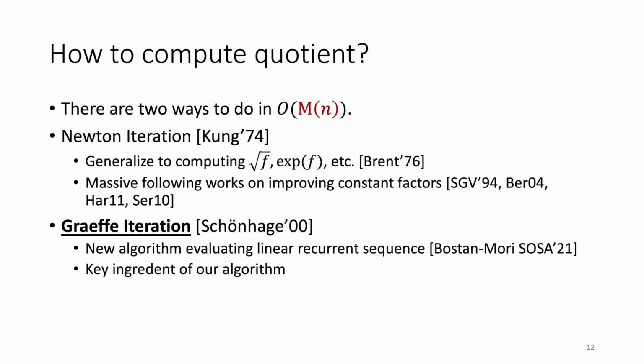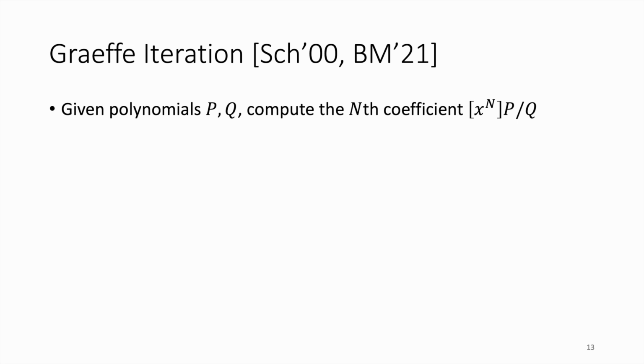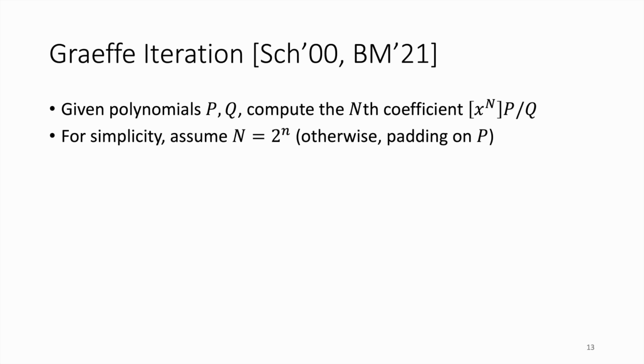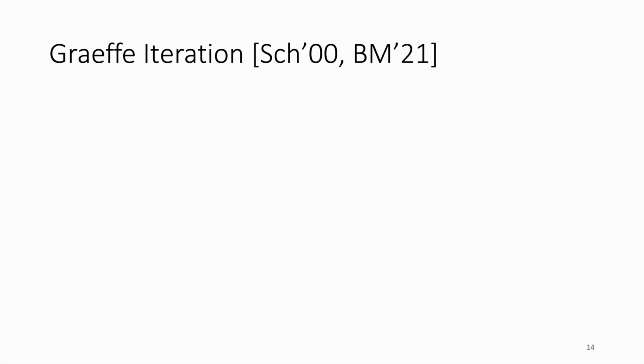However, the Graeffe iteration attracted little attention for about 20 years, until a recent SOSA paper by Bostan and Mori. They used the Graeffe iteration to propose a new algorithm to evaluate a linear recurrent sequence. And this iteration is also the key ingredient of our algorithm. So how does the Graeffe iteration algorithm work? Now we are considering the problem of computing the nth coefficient of a quotient p divided by q. For simplicity, we just assume that n equals a power of 2. Otherwise, we can do padding on p. So this is as follows.